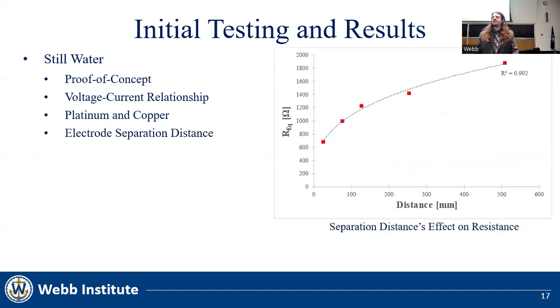Lastly, I investigated the effect of electrode separation distance on the equivalent resistance of the system, REQ, and produced the graph seen to the right, which shows REQ on the y-axis in ohms and the distance between electrodes in millimeters on the x-axis. As can be seen, REQ increased greatly with increasing electrode separation distance. This suggested it would become an important consideration in my final design.